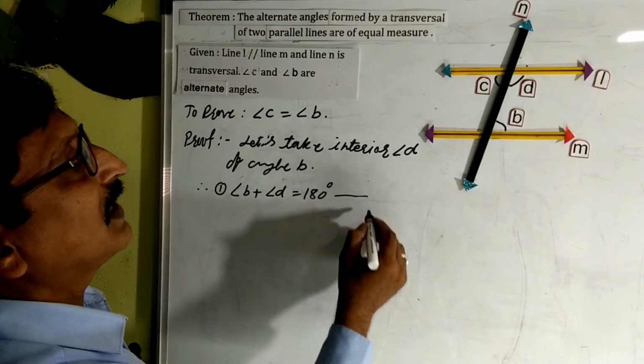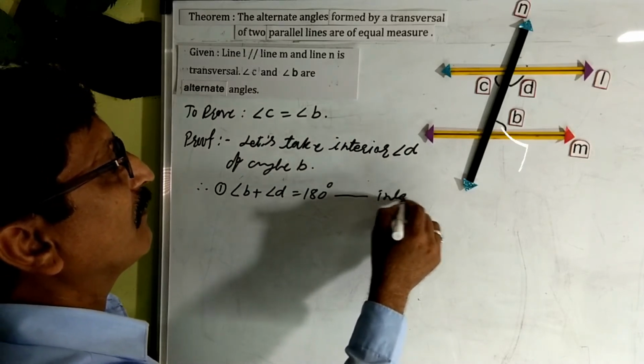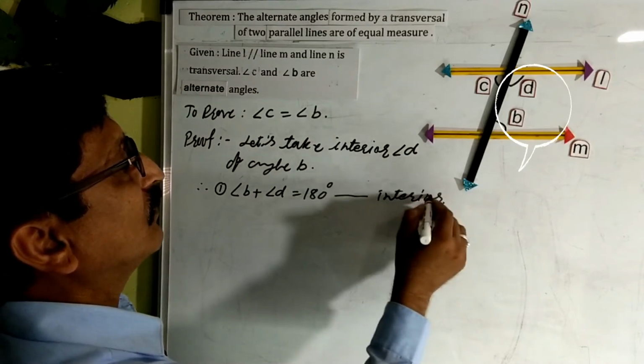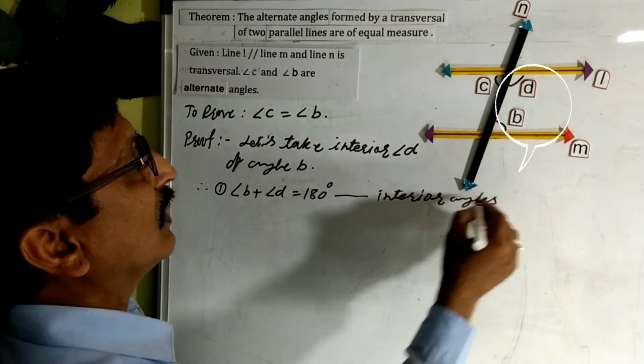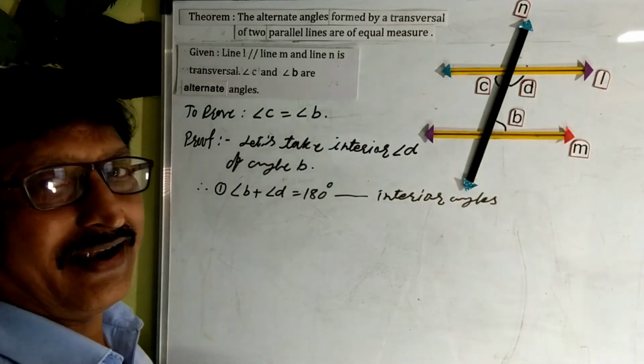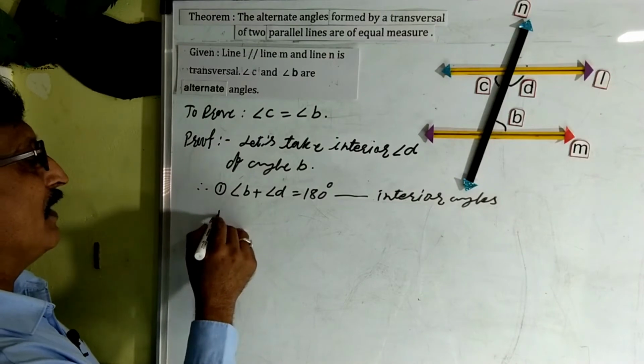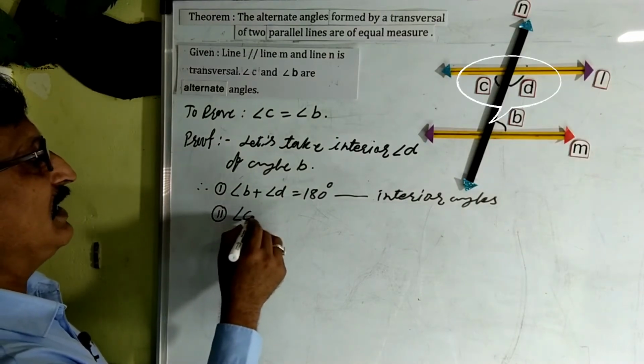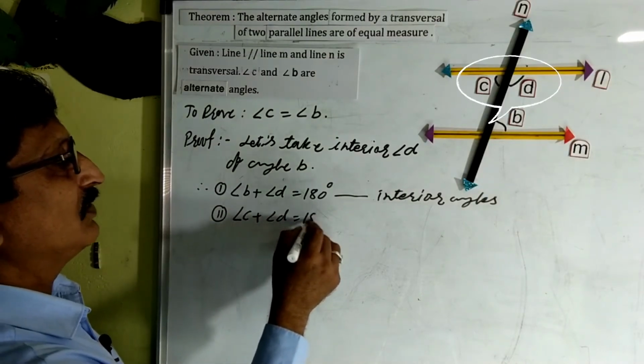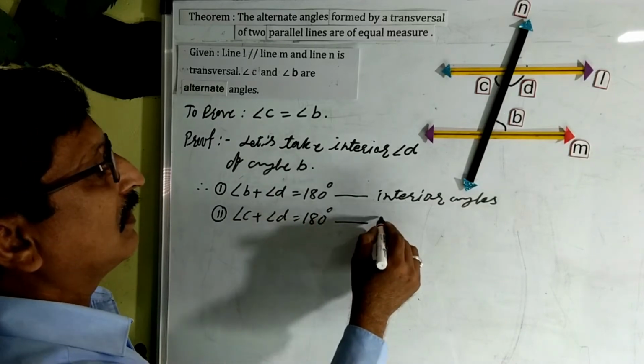What is the reason for that? Interior angles. And another relation with C and D: they are a linear pair. Therefore, second, you can write angle C plus angle D is equal to 180 degrees. The reason is linear pair.